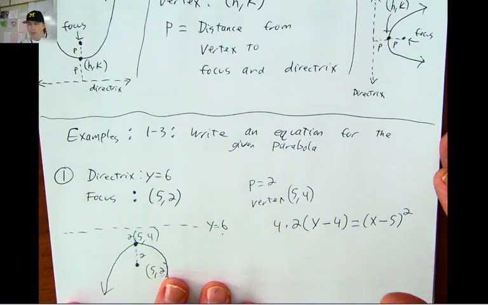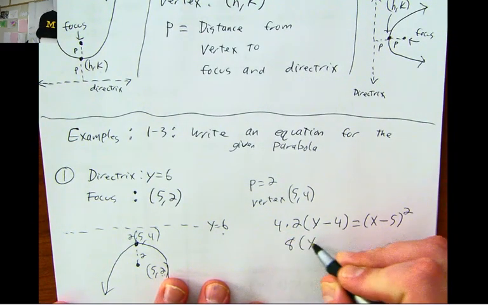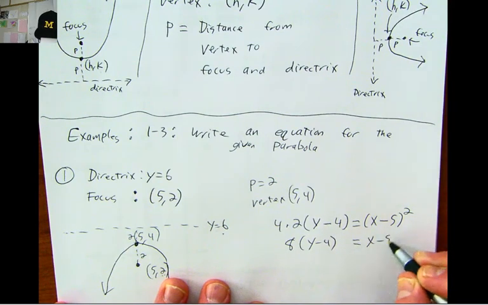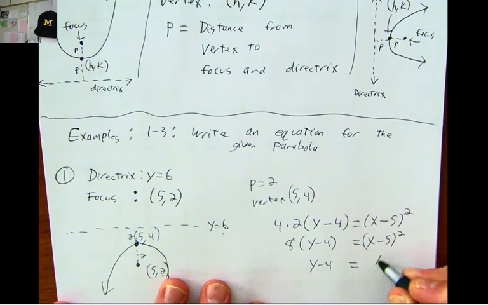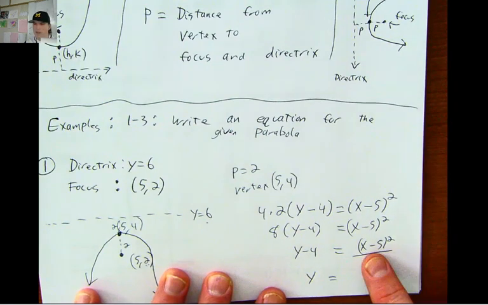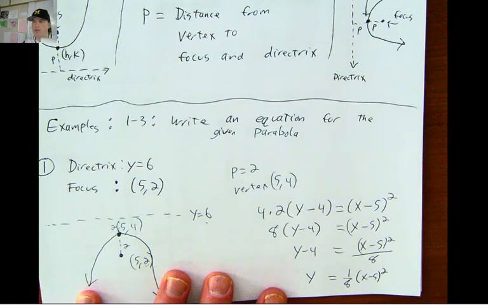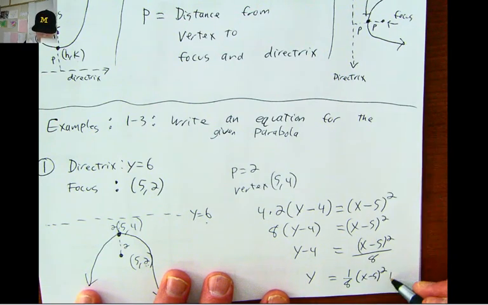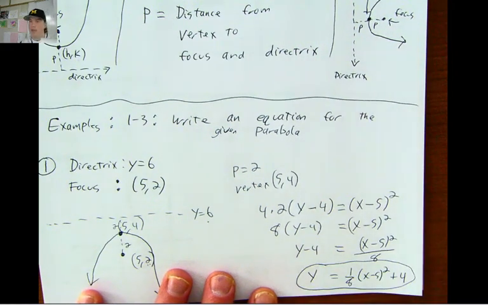Now, the answer needs to be in vertex form, so you just do a little bit of algebra. 4 times 2 is 8. That gives me y minus 4 equals (x minus 5) quantity squared, times 8 on the left. Divide both sides by 8, so y minus 4 equals (x minus 5) quantity squared over 8. That's the same thing as 1/8 times (x minus 5) quantity squared. Then you add 4 to both sides, so plus 4. All right, that's example 1.